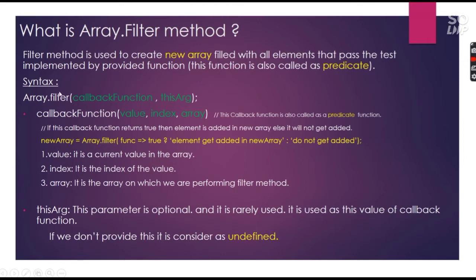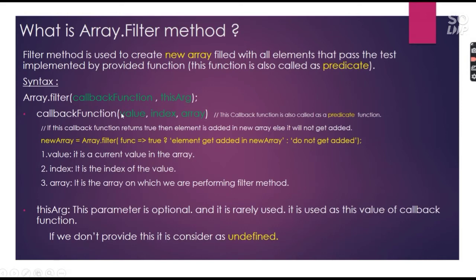See here, what is the syntax of the filter method? It accepts two parameters. The first one is the callback function and the second is thisArg. I will explain these two parameters in detail. The callback function accepts three parameters. This callback function is also called a predicate. A predicate is something that returns true or false, so we can call it a predicate.